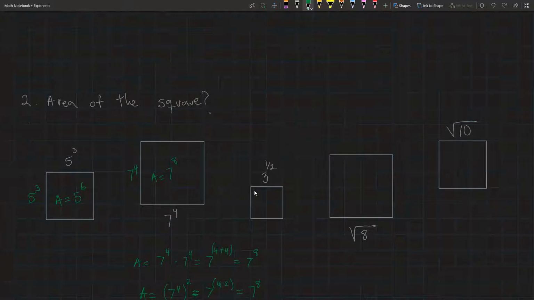All right, moving on, so I don't waste more time, but I don't think that was time wasted. This is 3 to the 1/2. We just went on a little tangent.